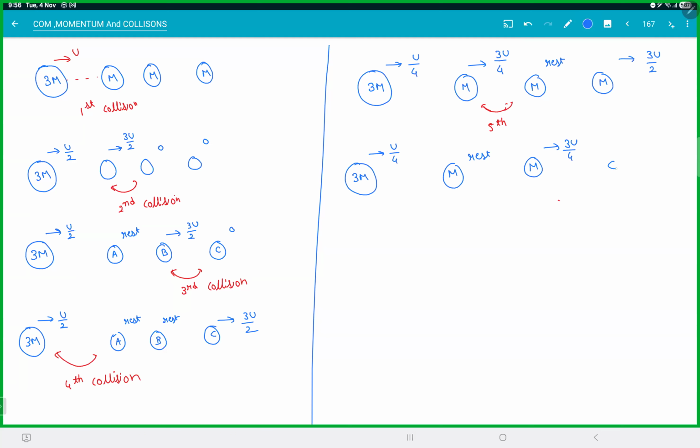Now look at this. B and C. C is faster, 3u by 2. So B and C will never collide again. Then the sixth collision happens between this. In total, there are 6 collisions. Finally, 3m's speed becomes u by 8. A's speed becomes 3u by 8, which is greater than u by 8. So 3m and m will not collide anymore. B's speed becomes 3u by 4, which is greater than A's speed. So A and B will not collide anymore. C's speed is 3u by 2, which is greater than B's speed. So B and C will not collide anymore. This is your final velocities.